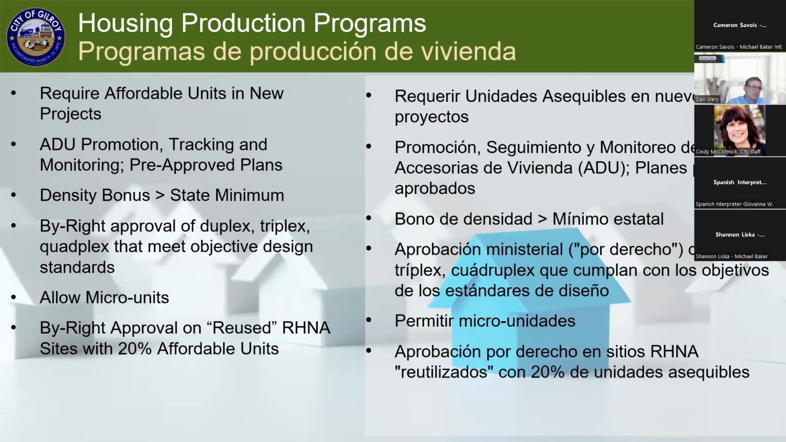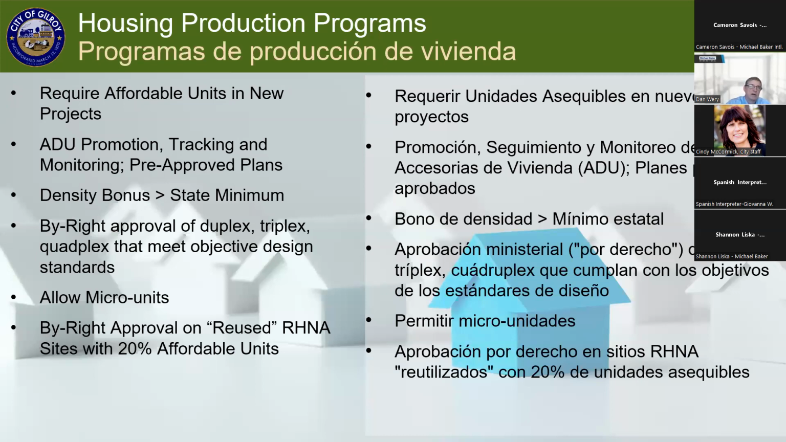Micro units are generally anything under 500 square feet for a one bedroom unit. And I've seen them as small as 200 square feet. So the size of a small hotel room, basically. The general idea is all your amenities and things are part of the complex, shared in common and being part of the community. And then by right approval on reused RHNA sites.